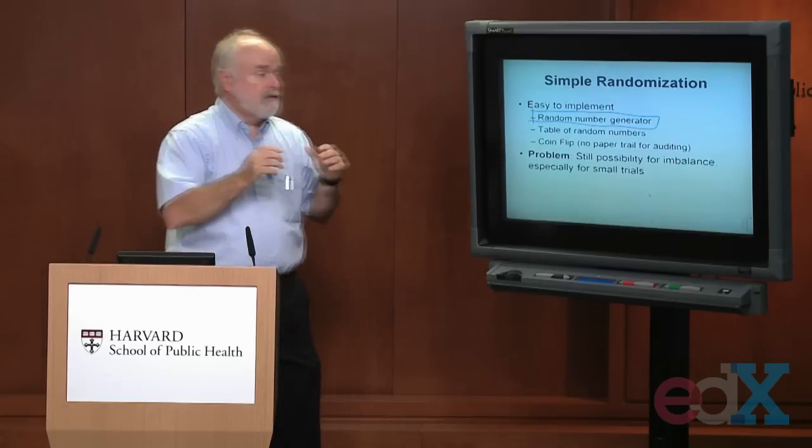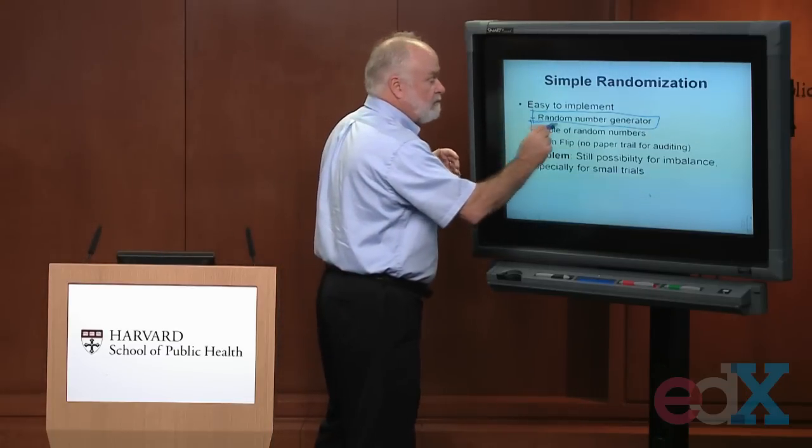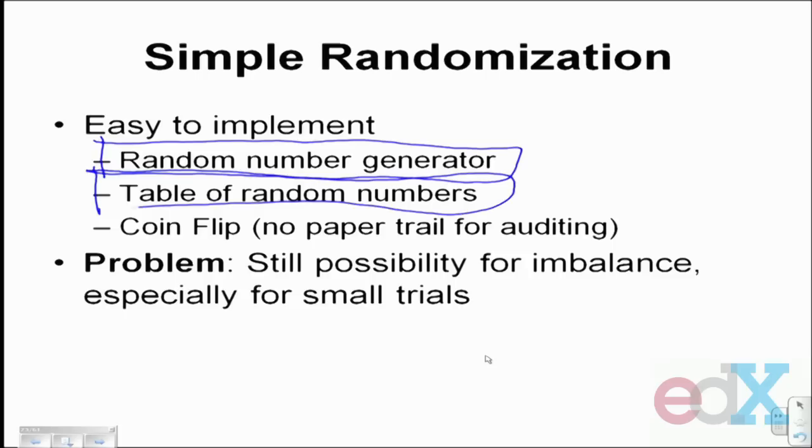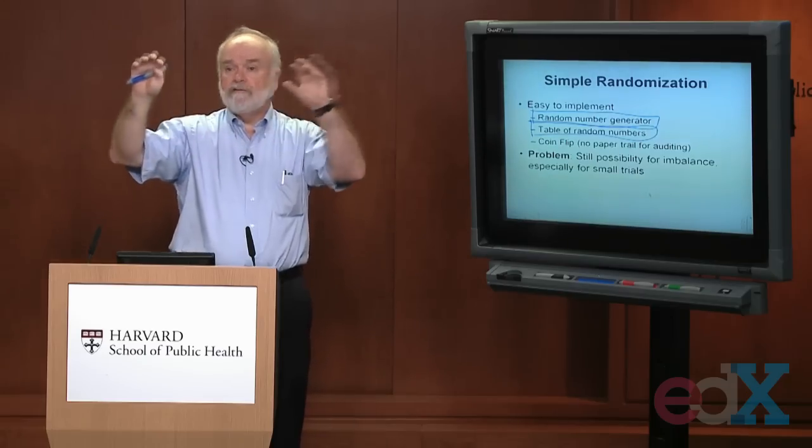In older days, before we had computers, we would have tables of random numbers in the back of statistics books. Every number in this table was just as likely to be a 0, a 1, a 2, a 3, a 4, a 5, 6, 7, 8, or 9. There was no pattern to those numbers. So you could close your eyes and pick a point in that table. And starting at that point, you could read all the numbers to the right, say there were 10 numbers to the right. And that would determine how the next 10 people would be assigned in your study.